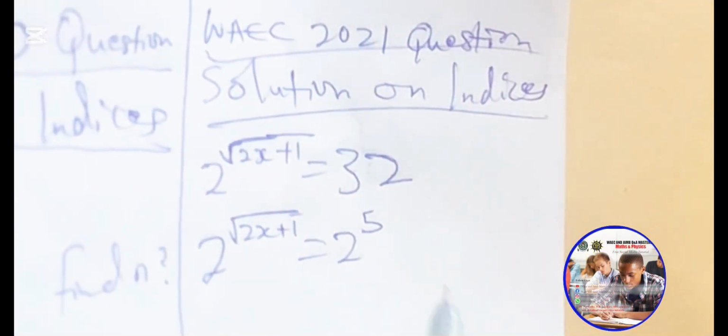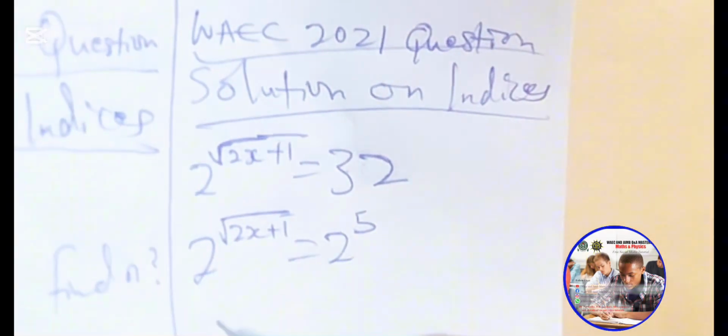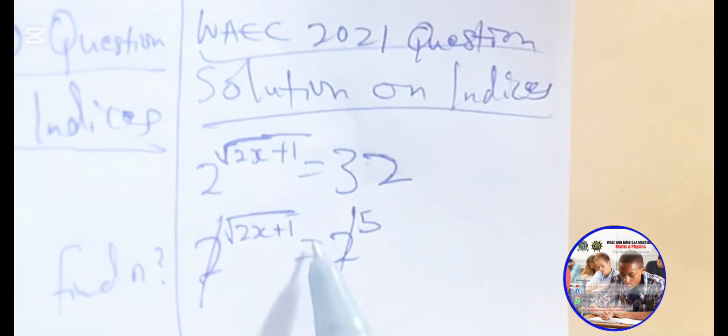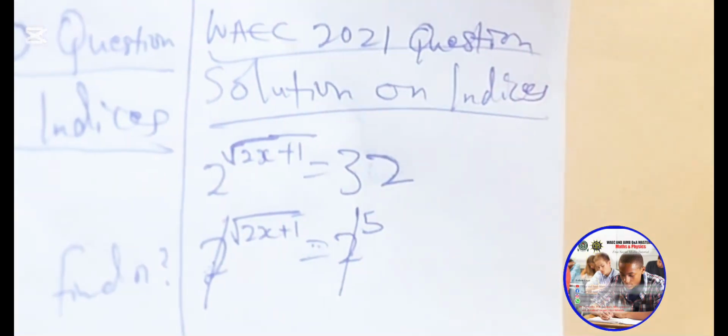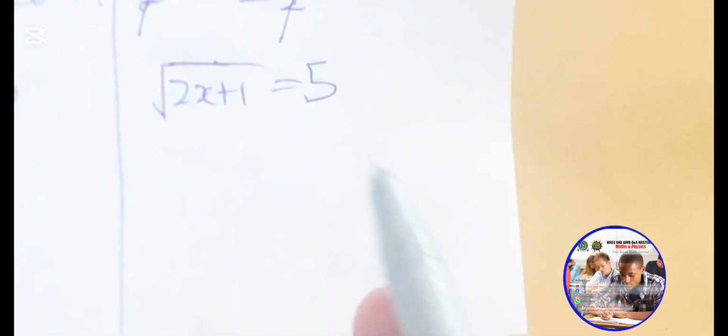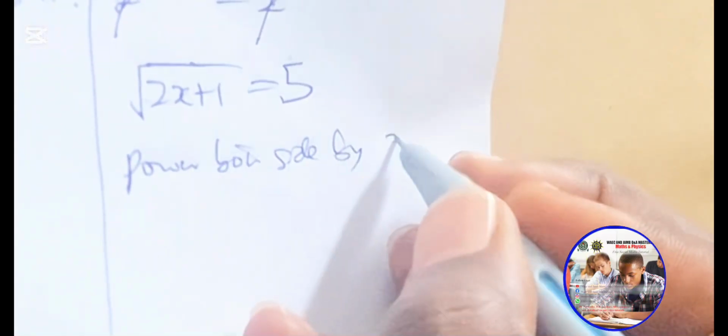And when you have something like this, what you are going to do next is to cancel the bases on both sides, since there's an equal sign and the bases are the same. So we are now left with root 2x plus 1 equals 5. Now to remove this root, you need to raise both sides to the power 2. So you say power both sides by 2, or you say square both sides. I've used power both sides so that those that do not understand the basics will understand what I'm saying.